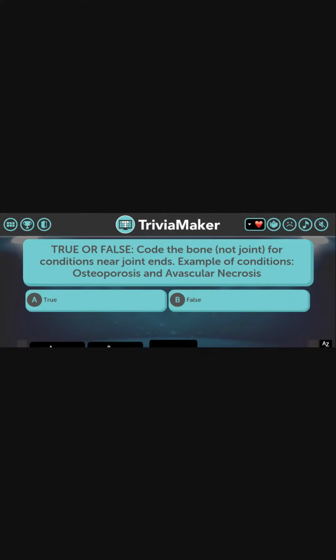Okay, I'm seeing some responses. So this one is going to be true. So yes. An example of this would be like a patient is diagnosed with avascular necrosis at the end of the femur near the knee joint. So although the affected area is near the joint, the code should be assigned to the bone. So that is what makes this one true. So if you got that one, way to go.